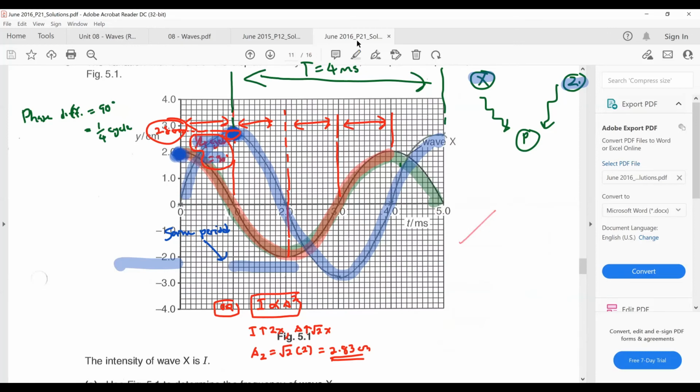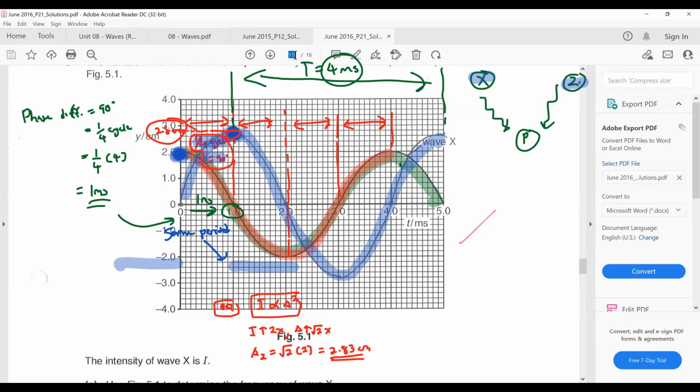The marking scheme says shift your graph by 1 millisecond like this. It's actually shifting by a quarter of a cycle. How they arrive at 1 millisecond was that 1/4 of the full period is 1 millisecond. That's why they say shift the graph by 1 millisecond. Okay, 1 millisecond is representative of a quarter of a cycle. So far so good. That means it doesn't matter whether you move to the left or the right.